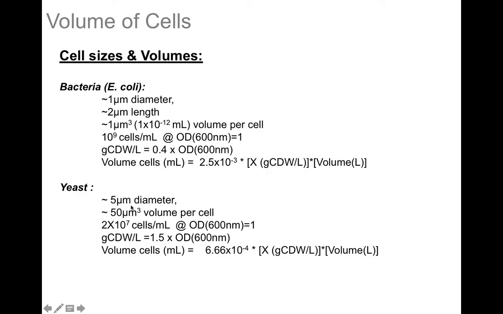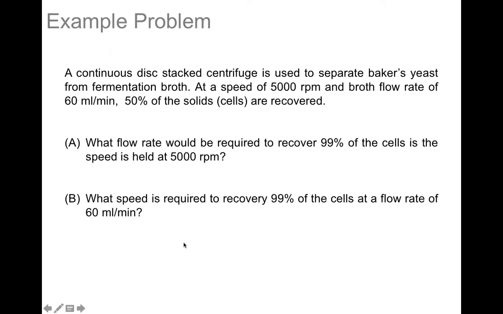Yeast is a bigger microbe, so 5 microns in diameter, 50 micron cubed volume per cell, and less cells per mil, so 2 times 10 to the 7th cells per mil. In the case of yeast, gram dry cell weight is about 1.5 times the optical density. So we'll go through an example problem and then a practice design of a centrifuge.